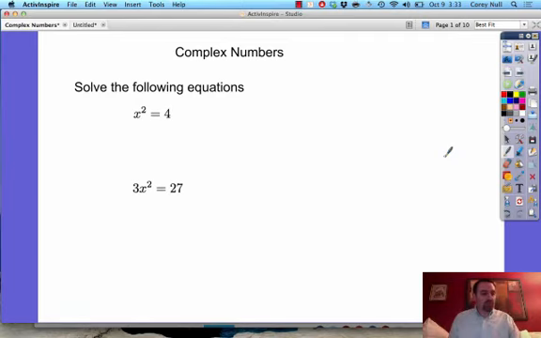Okay, hey everybody, we're going to go ahead and jump right into a new topic, complex numbers. So here's how it goes. Complex numbers are a really interesting topic. So we'll start out with this. And let's just take a look at some equations that we know how to solve.